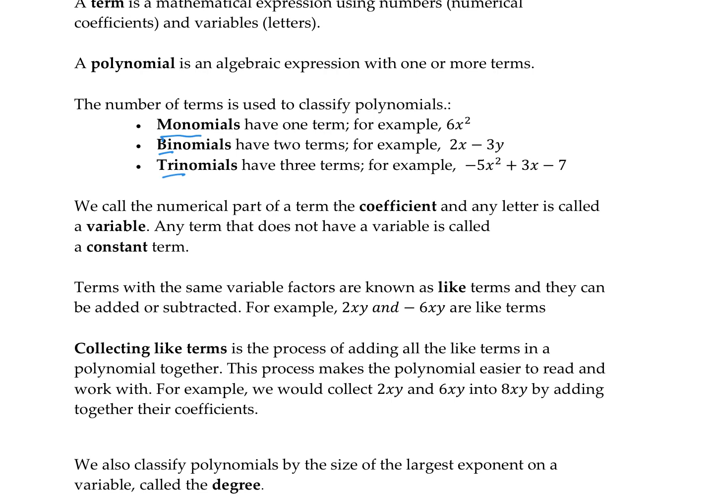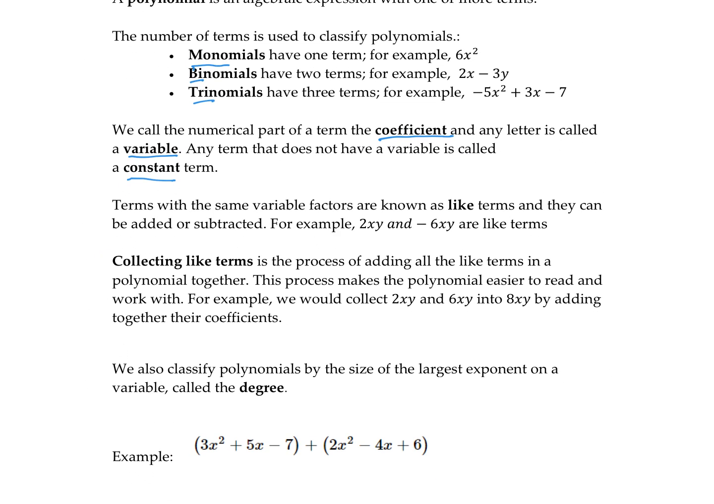The numerical part, as I mentioned, is called the coefficient, and any letter is called the variable. And if we have a term that does not have a variable, it's called a constant. So terms with the same variables can be added or subtracted together. Those are like terms. And we collect like terms by adding all the like terms in a polynomial together.